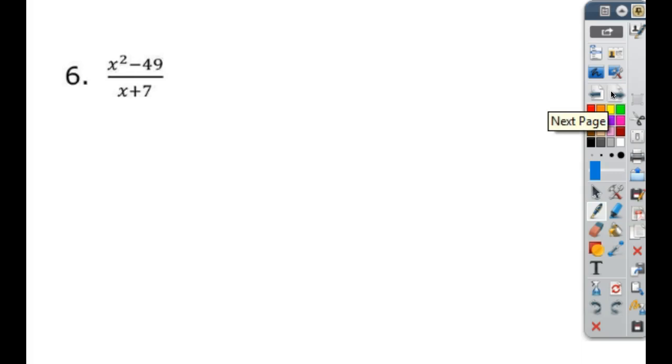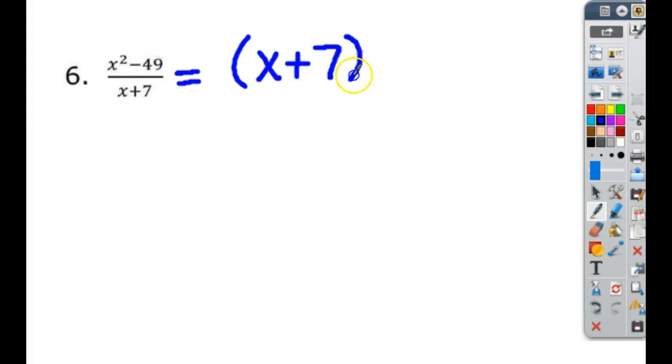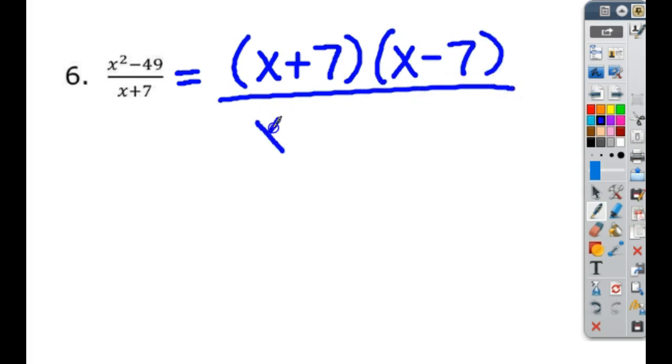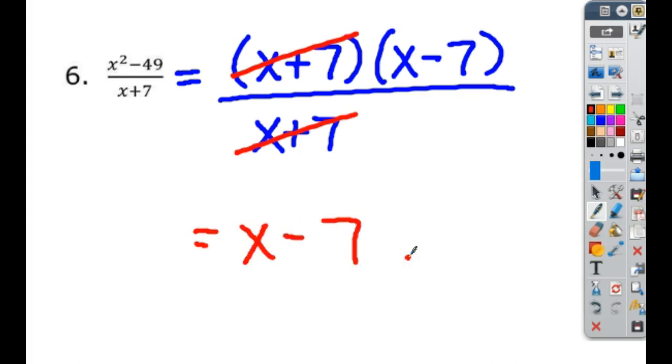Do you remember how to factor out this numerator? 49 is a perfect square number, and so this is minus a perfect square number. The square root of 49 is 7, and so that's going to factor into x plus 7, x minus 7. A perfect square minus a perfect square factors into a plus and minus. And so this x plus 7 cancels that x plus 7. x minus 7 is the simplified answer.